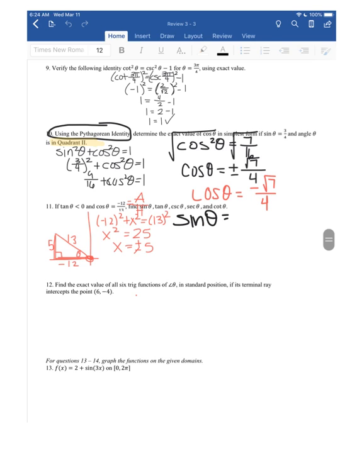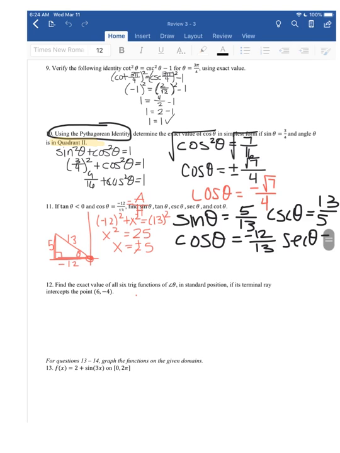Sine of theta is opposite over hypotenuse, 5/13. Which means that cosecant of theta, its reciprocal, is 13/5. We know that cosine of theta is negative 12 over 13 from the question. Secant of theta is negative 13 over 12. Tangent of theta is opposite over adjacent. So 5 over negative 12, or negative 5 over 12, same thing. And cotangent is that reciprocal, which would be negative 12 over 5.